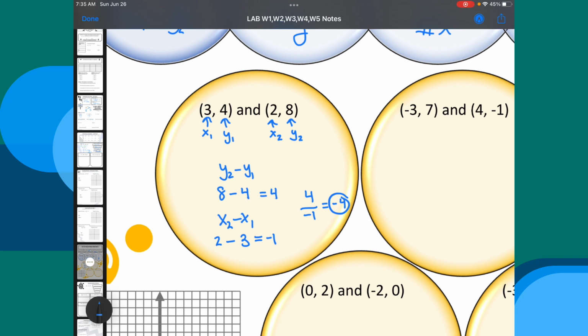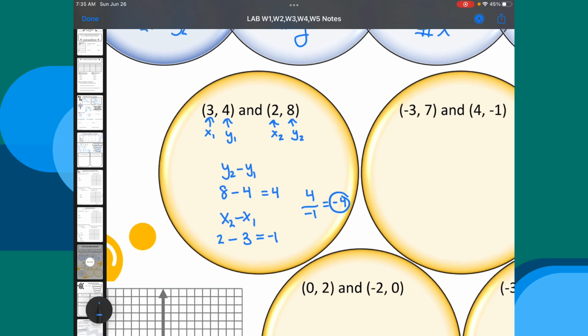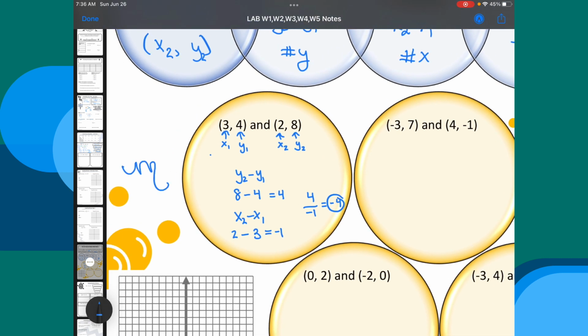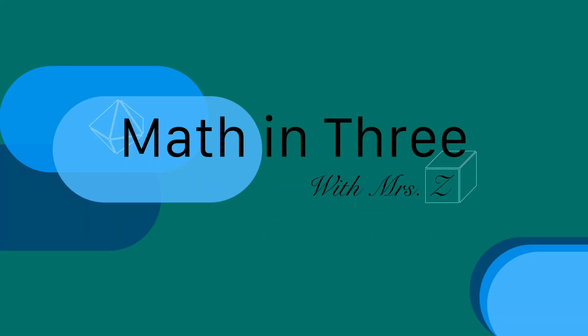This can also be known as slope, and the letter that we use for slope is m. It shows the movement between the 2 points. Down 4, right 1. This was Math in 3 with Mrs. Z.